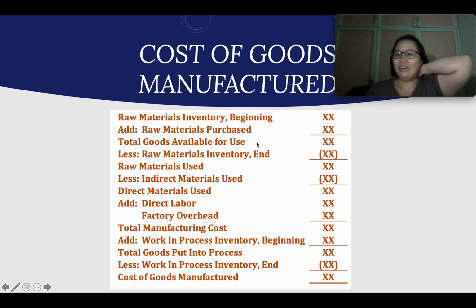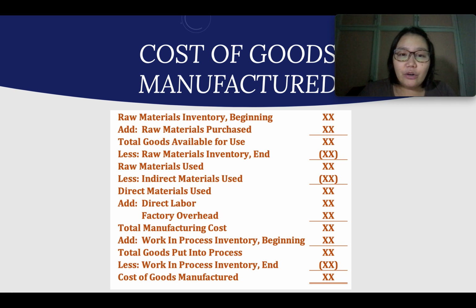So this is a very long formula that in the beginning you need to memorize, but later on as we answer problems, I can tell you that if you know the pro forma journal entries, there is no need for you to memorize this very long formula, but just the same, we'll discuss this. We start with the raw materials inventory beginning plus the raw materials purchased equals the total goods available for use. And then we deduct the raw materials inventory end in order to arrive at the raw materials used.